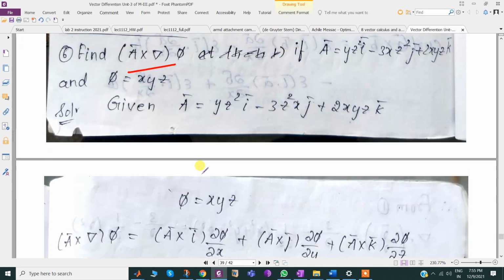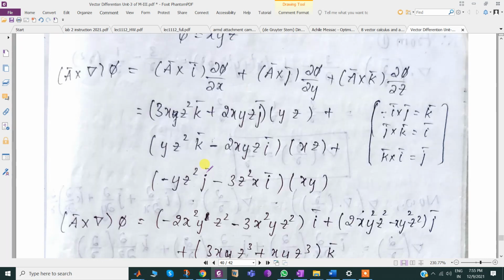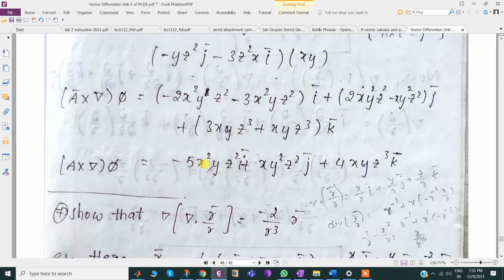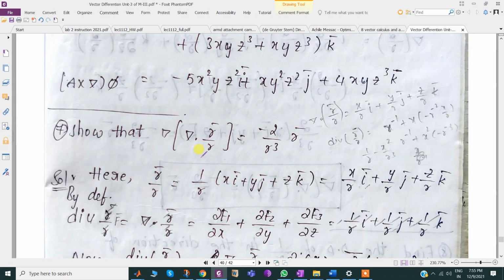Just substitute and simplify. Nothing more. Quite easy only. Only normal differentiation. Show that the del of del dot r bar by r is equal to minus 2 by r cube times r bar. So first, del dot r bar by r. Del dot means, del is x i bar plus y j bar plus z k bar.